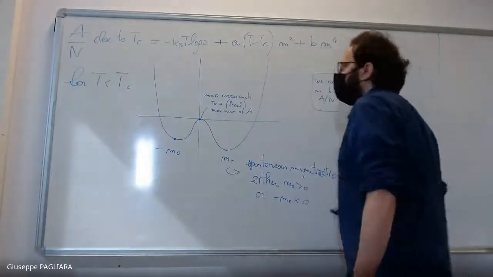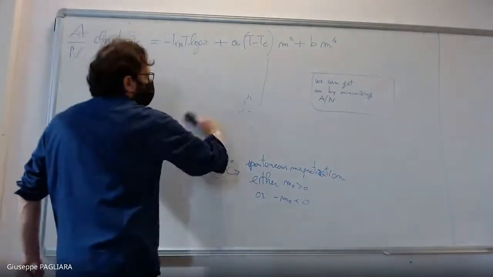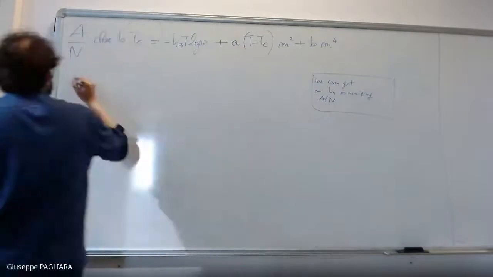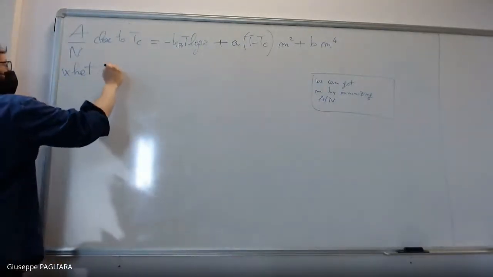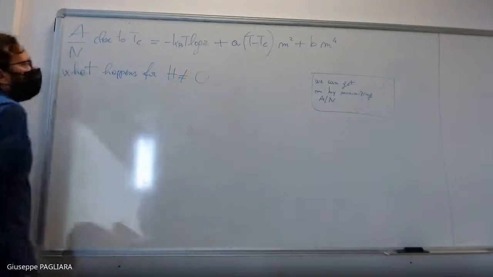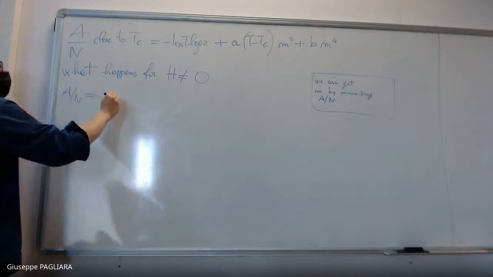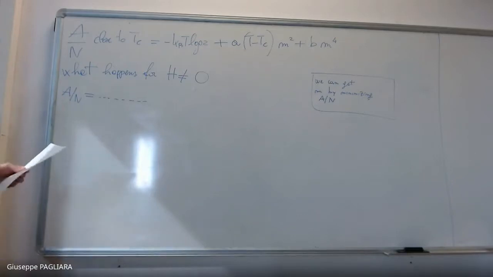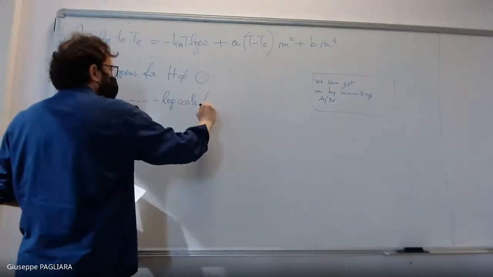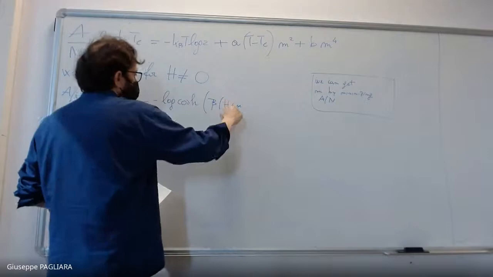Now we can make a sketch of what happens when working with a finite value of the external magnetic field. You can just sketch the behavior. So what happens for H now different from 0? In the expression of A divided by N, there are all the terms that we had before, but there is a logarithm, minus the logarithm of cosh of beta times epsilon plus m epsilon q.